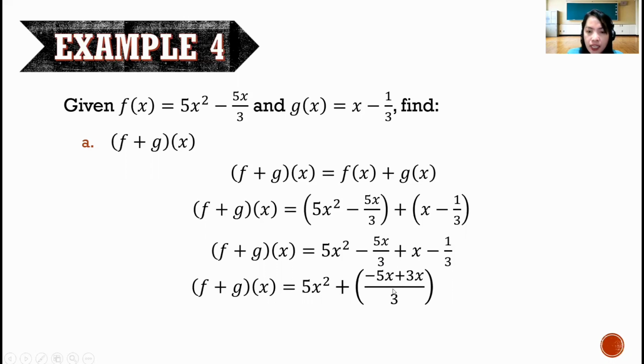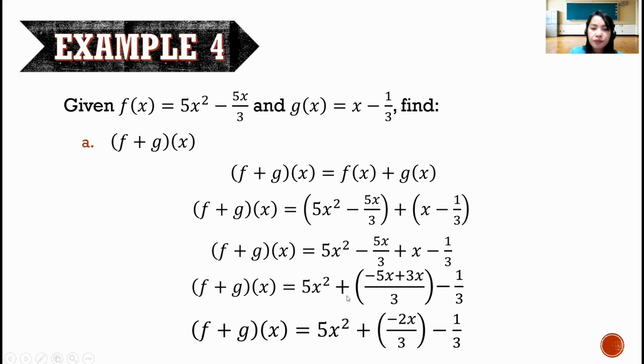And ito naman, negative 5x over 3. So, balik din siya sa form na ito. Do not forget, we have here minus 1/3. Since pareho na yung denominator nitong dalawang terms, pwede na natin siyang i-combine. That is 5x squared plus negative 5x plus 3x, different sign. We're going to subtract and then copy the sign of the higher number between these two terms. So, negative 2x over 3 and then copy minus 1/3.